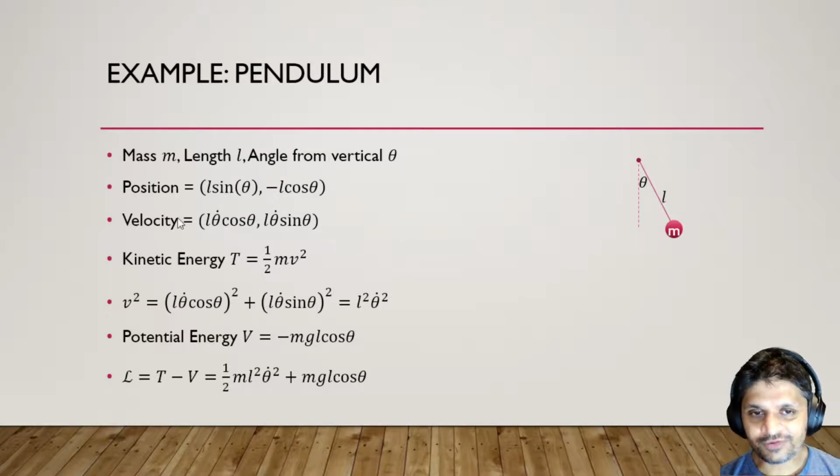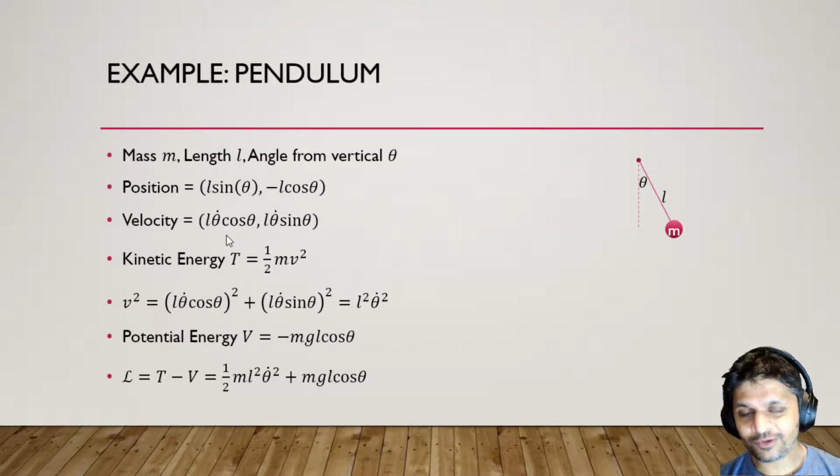And if we want to know our velocity, then we just need to take the derivative of the position with respect to time. The only variable here that's changing over time is our angle; the mass is not changing, the length is not changing. So we take the derivative with respect to time, and we end up with L theta dot cos theta, comma, L theta dot sine theta. And that's just from the chain rule.